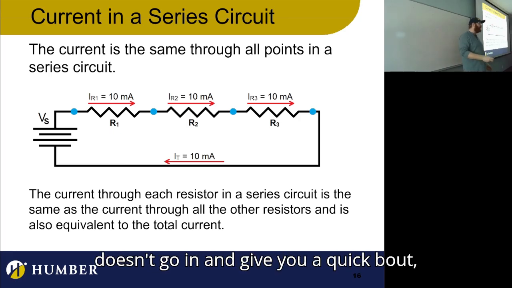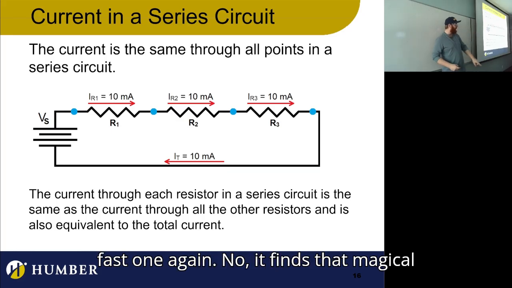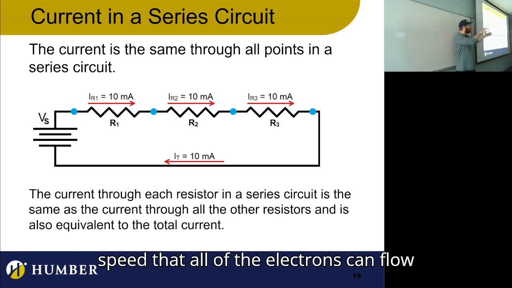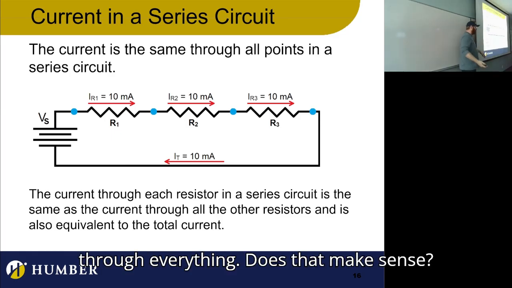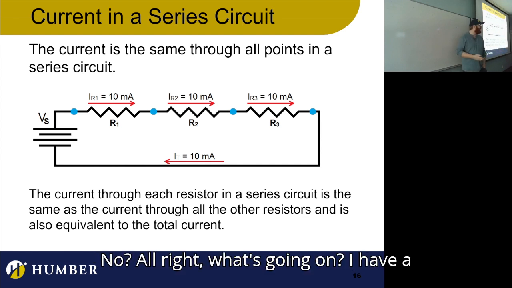It doesn't go in and give you a quick bout and then a slow bout and then a really fast one again. No, it finds that magical speed that all of the electrons can flow through everything. Does that make sense? Andrew, you're smiling. What's going on? No? All right, what's going on?